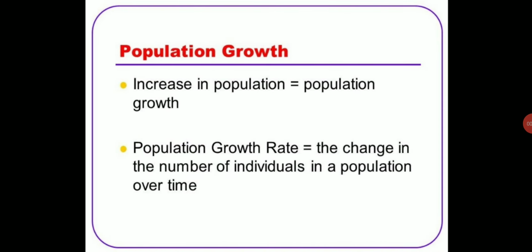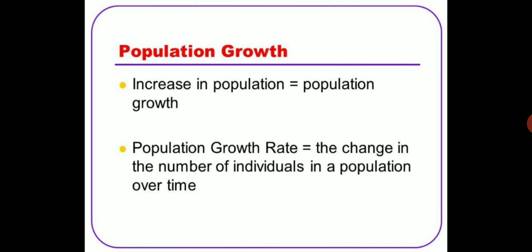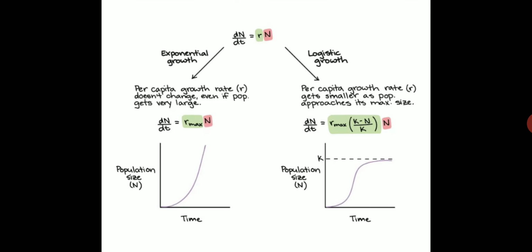Population growth. In ecology, population growth means the change in the number of individuals in a population with time. Change in population is determined by 4 factors: birth, death, emigration, and immigration. Population growth can be exponential growth or logistic growth.